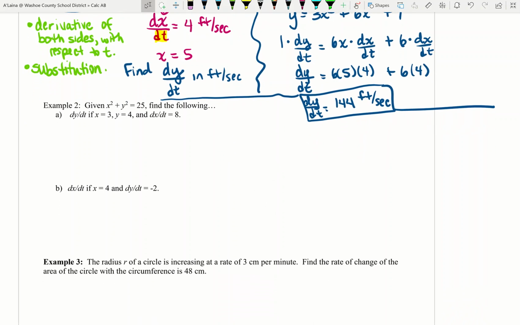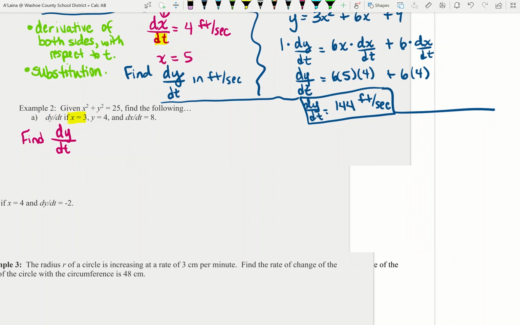Let's take a look at number 2. There are 2 parts to number 2. Again, we have an equation with x's and y's, but what we're finding is dy over dt. Notice we have the wrong input variable here, so I'm going to need to use implicit differentiation. And then I have some things I already know.